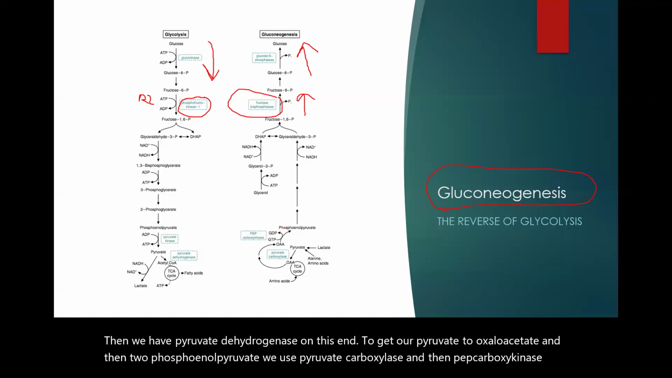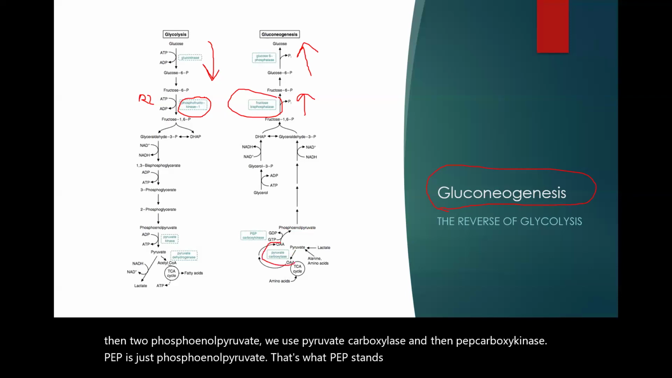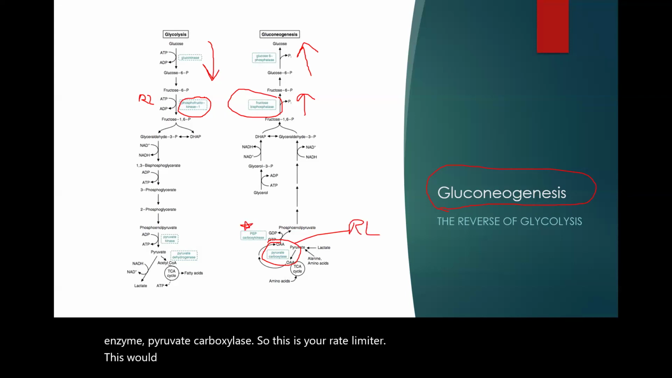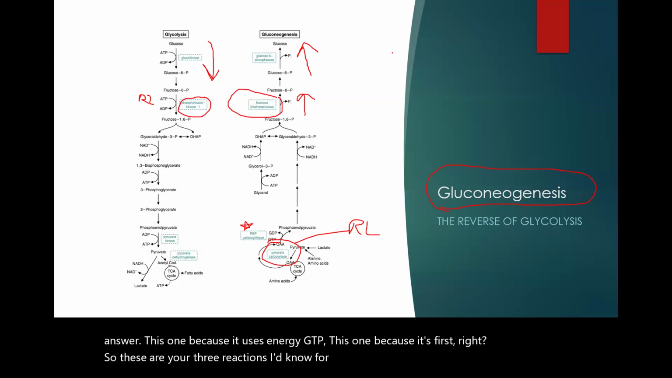PEP is just phosphoenolpyruvate. This, though, is your rate-limiting enzyme, pyruvate carboxylase. This would be a close second, your PEP carboxykinase. Either of these would be a good answer. This one because it uses energy, GTP. This one because it's first. So these are the three reactions I'd know for gluconeogenesis.